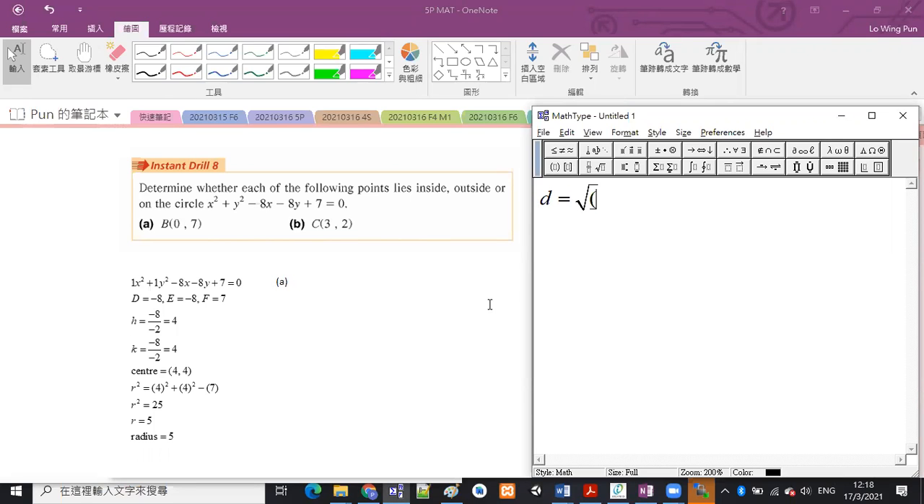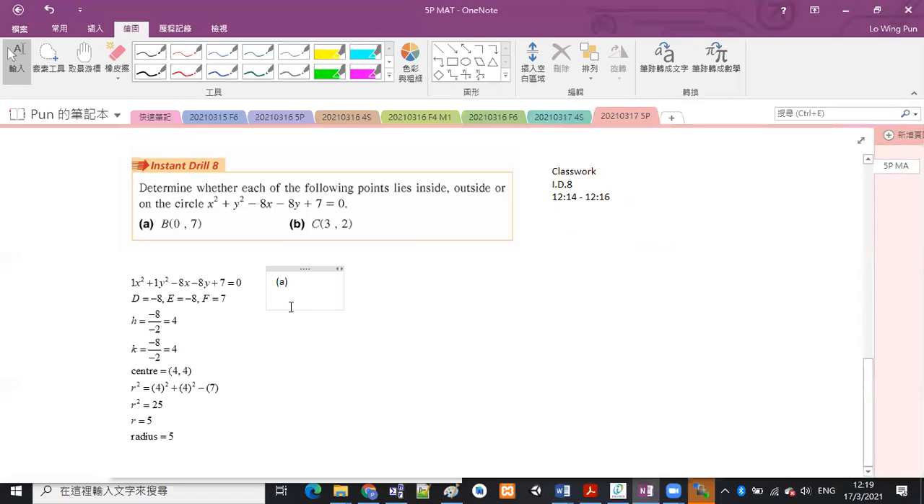So d will be calculated by the distance formula. Okay, 4 minus 0 squared plus 4 minus 7 squared. That is x1 minus x2, bracket squared, plus y1 minus y2, bracket squared, and then square root. It should be equal to 4 squared plus negative 3 squared, which is 16 plus 9, that is the square root of 25, which is equal to 5. So we have successfully calculated d to be equal to 5.